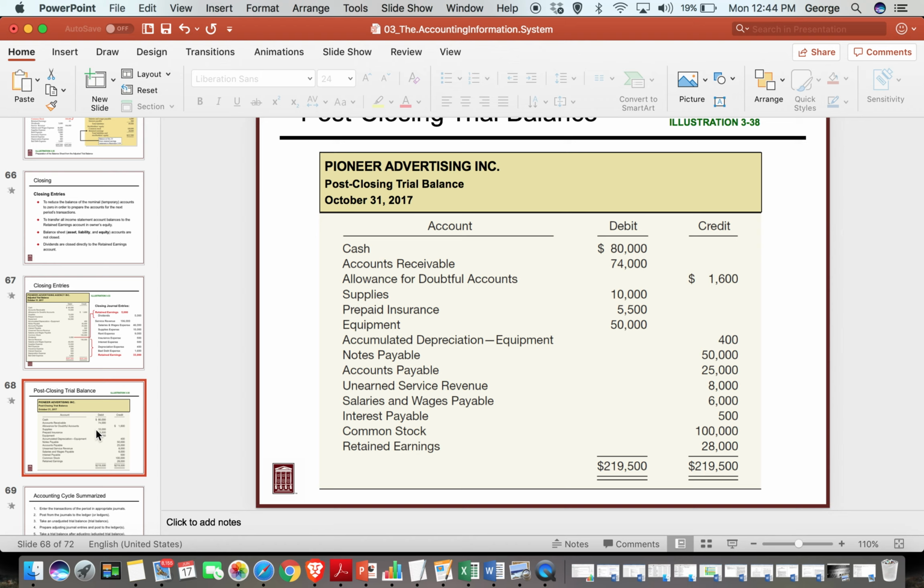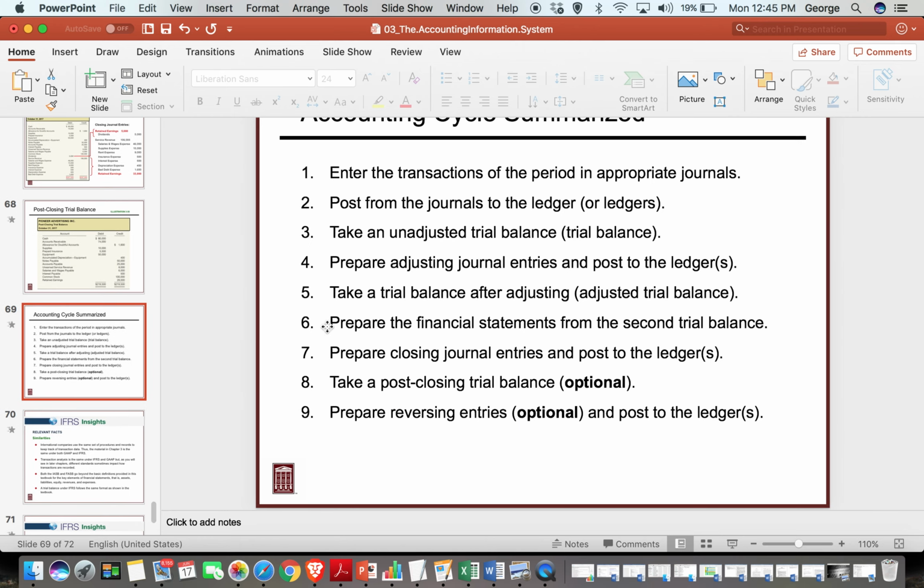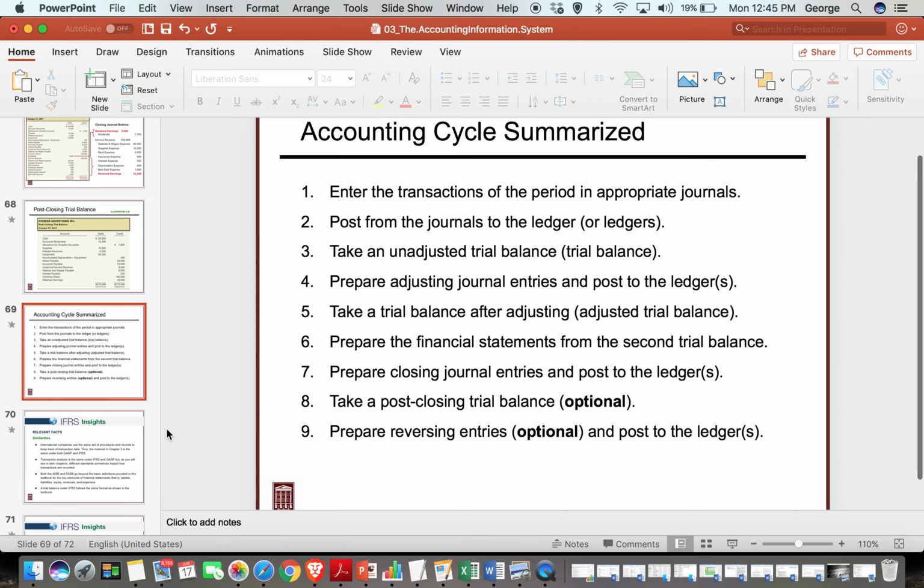Post-closing trial balance basically is your balance sheet. So these are your real accounts. These are the ones that are left open. All right, so these are your balance sheet accounts that are left open for you. All right, so this is just a summary of what we just did.